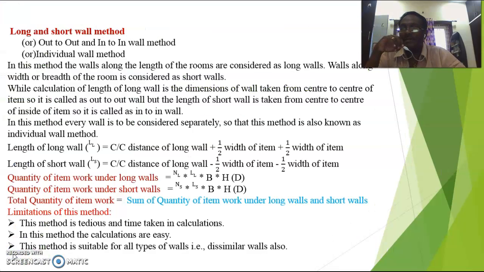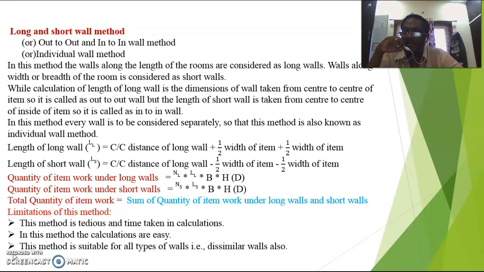First, we have to study the long and short wall method, the out-to-out and in-to-in wall method, or individual wall method. In this method, the walls along the length of the rooms are considered the long walls. Generally, whenever you take a rectangular room, the length of the wall is greater than the width of the room. Walls along the width or breadth of the room are considered short walls.